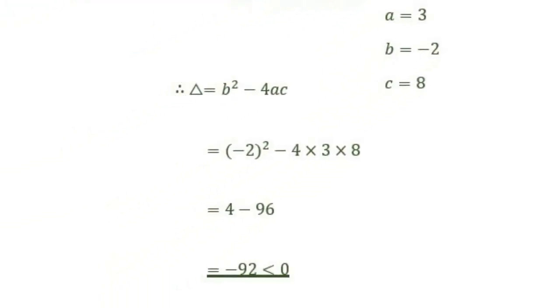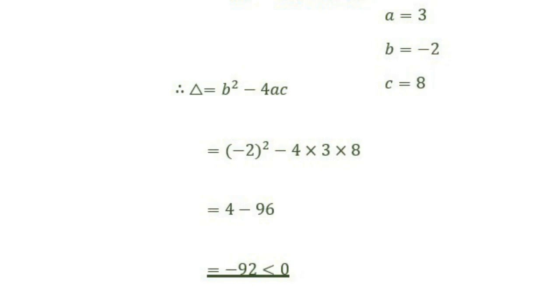We now write down the formula for the discriminant, delta equal to b squared minus 4ac, and then we substitute the letters that we got in the previous step. So b is -2, so b squared becomes -2 all in brackets squared. It's imperative to put the brackets around both the negative and the 2 here, otherwise your answer will be wrong. Then -4 times a times c becomes -4 times 3 times 8.